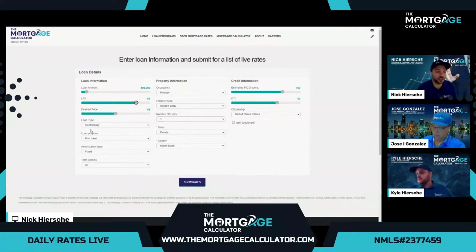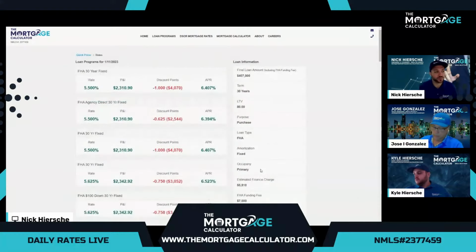Typically our go-to option for someone who may not qualify for a conventional purchase, whether it's for DTI or other reasons, we typically go to our FHA options, which allow us to have a higher DTI ratio and some other benefits as well. Please get with our loan officers if you'd like to learn more about the FHA programs. But we'll set everything up the same: purchase, 30-year fixed, primary, single family, Miami-Dade, 760 FICO, 40 DTI, and let's check out what we have for FHA this morning.